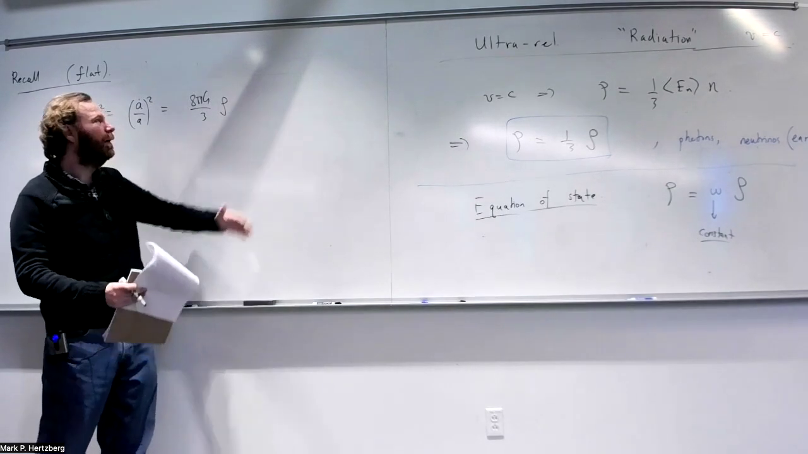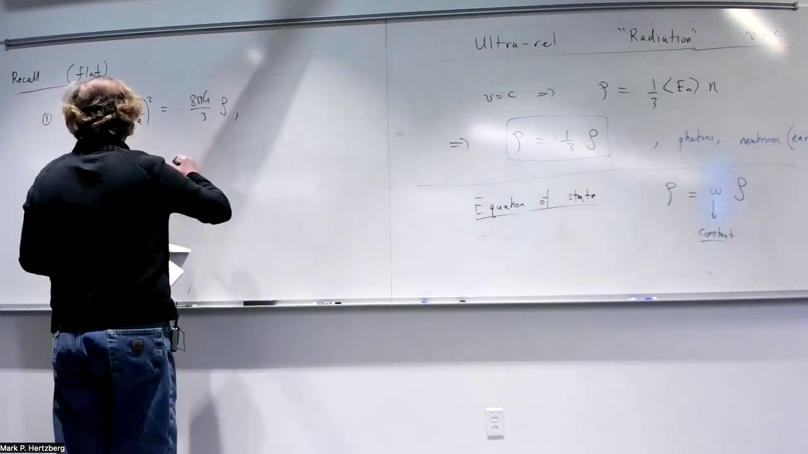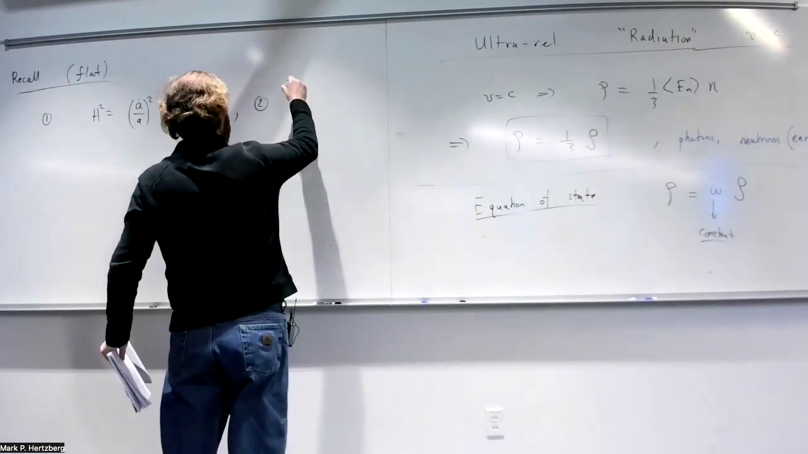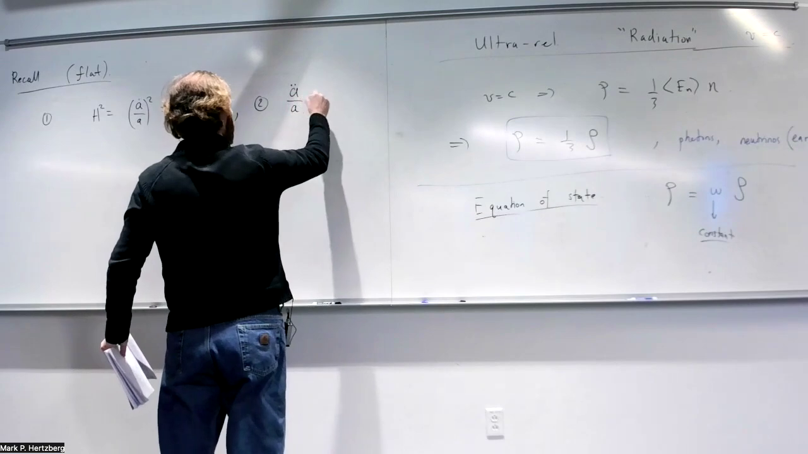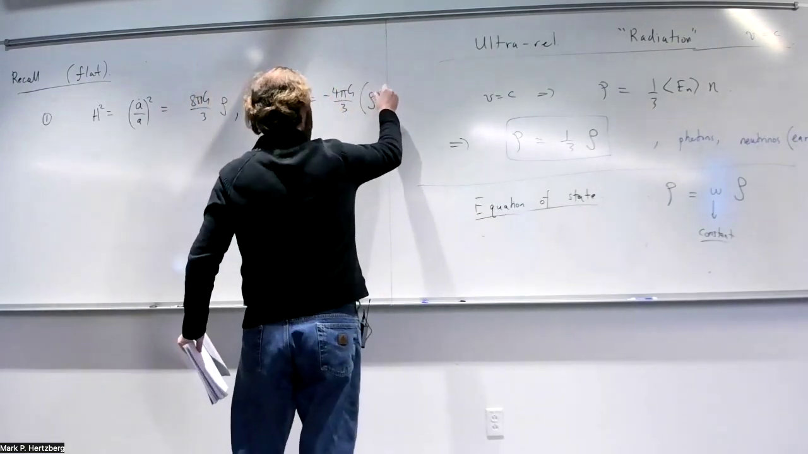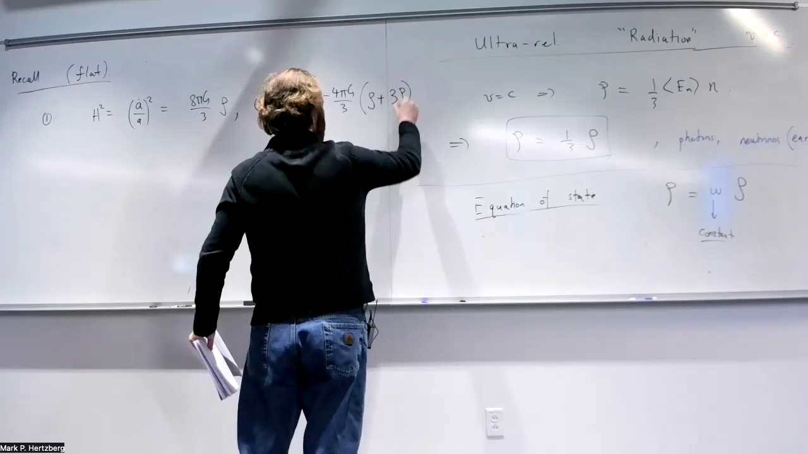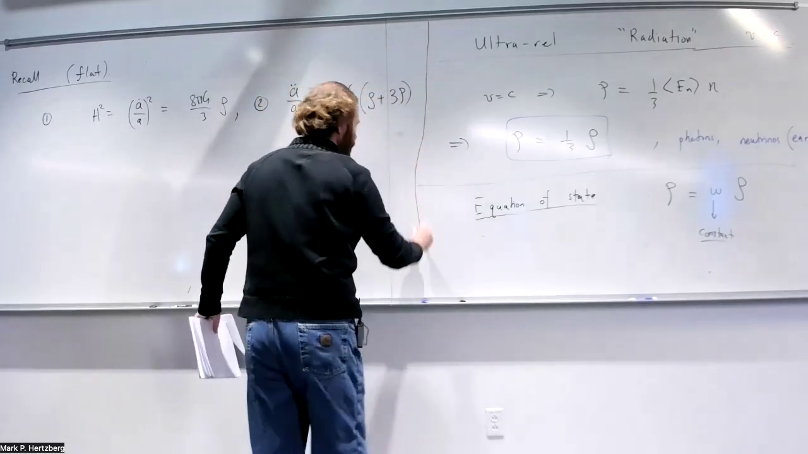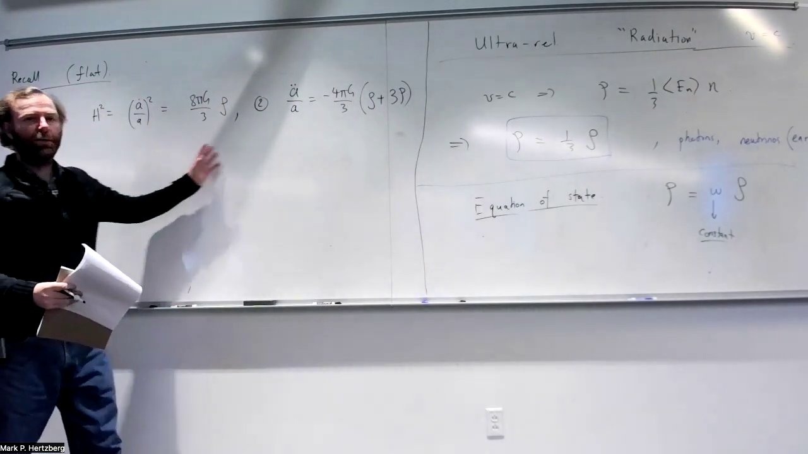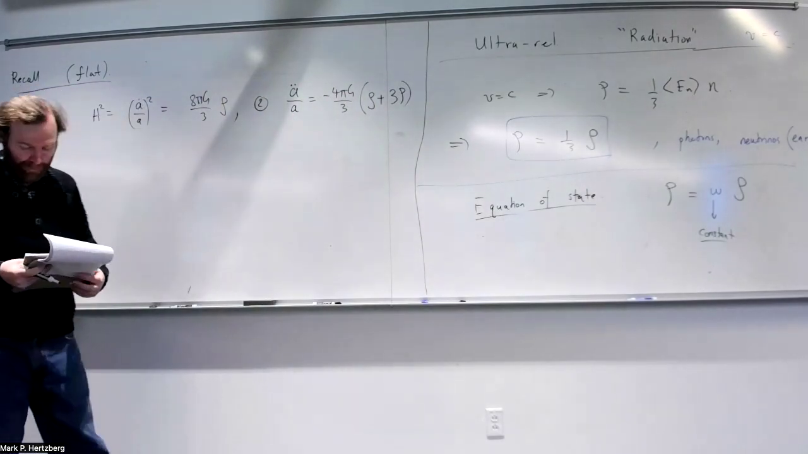And then the second Friedmann equation, which I had on the board a minute ago, is a double dot over a is minus 4 pi G over 3 times rho plus 3 P. Is that all right? So we derived these a couple of lectures ago.